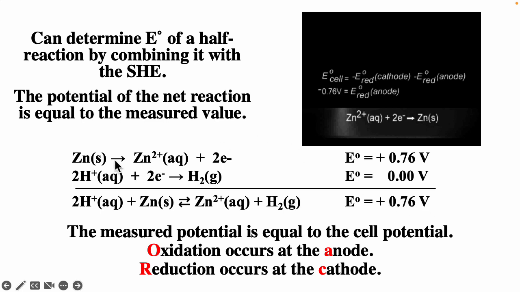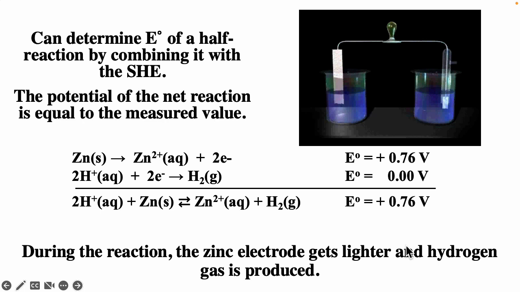And so in this case, we're looking at the oxidation of zinc. The measured potential for the cell is 0.76. And so that means the oxidation potential for the zinc must be plus 0.76. I also should have mentioned that oxidation always occurs at the anode. Reduction always occurs at the cathode. You can remember this by: oxidation and anode start with vowels. Reduction and cathode start with consonants. And so during the reaction, the zinc electrode actually gets lighter, and the hydrogen gas is produced.